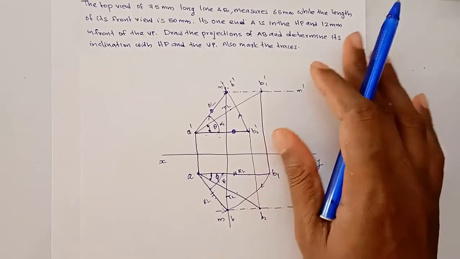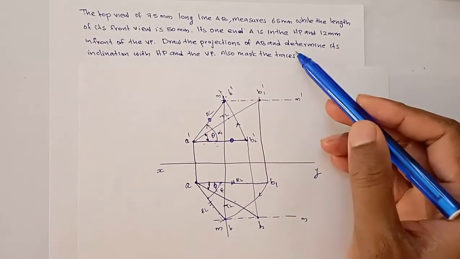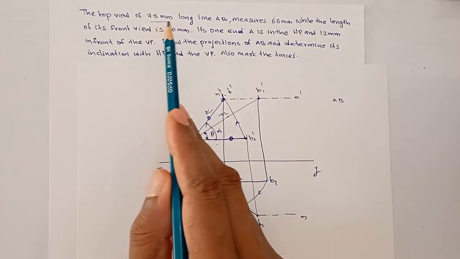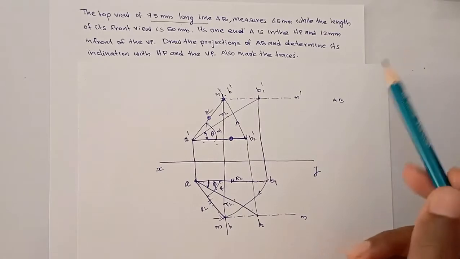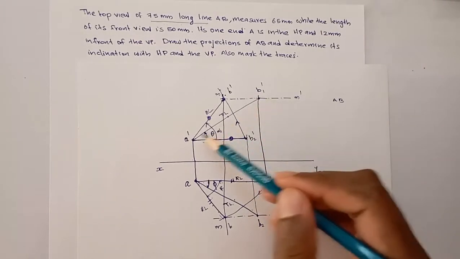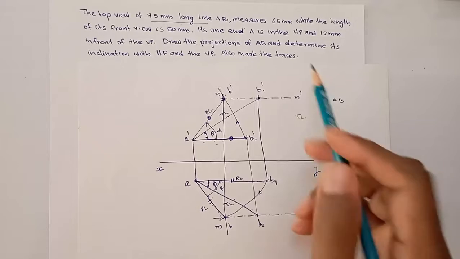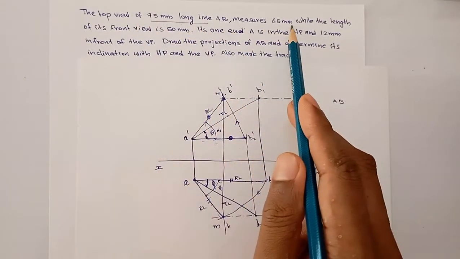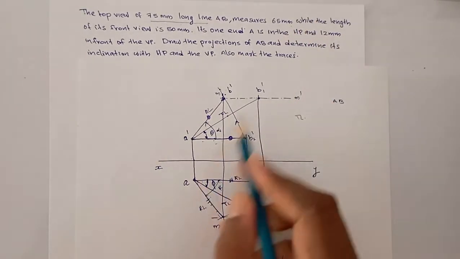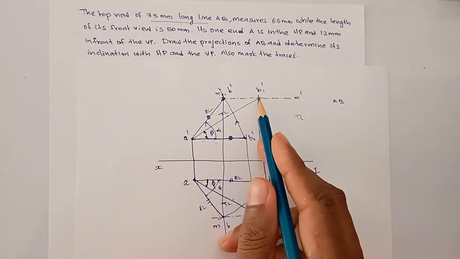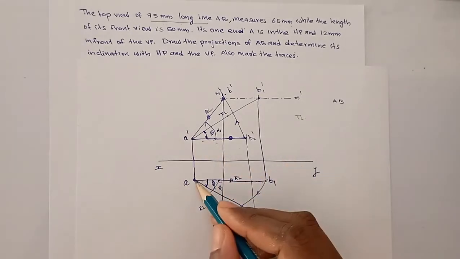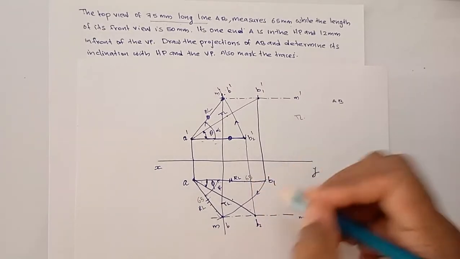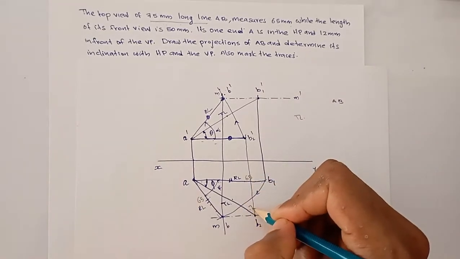The next step is you have to compare our question with the basic figure. The top view of a 75 mm long line, the length of the line is given. So we know the true length, and the top view of the 75 mm long line AB measures 65 mm. That means this top view of the line is 65 mm. This is 65, means this is also 65. This is true length, that is also given, that is 75.